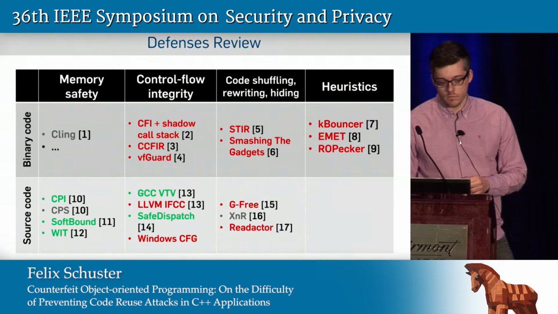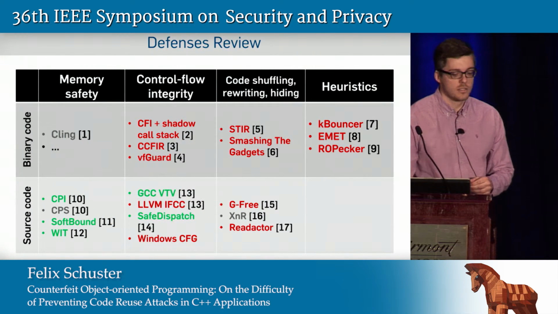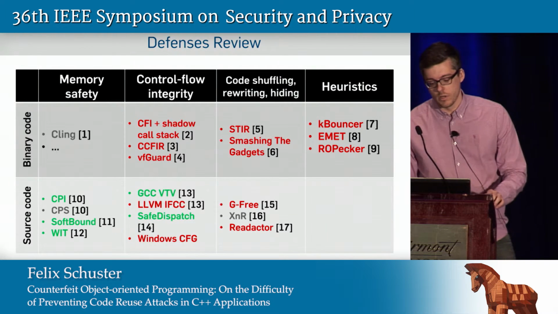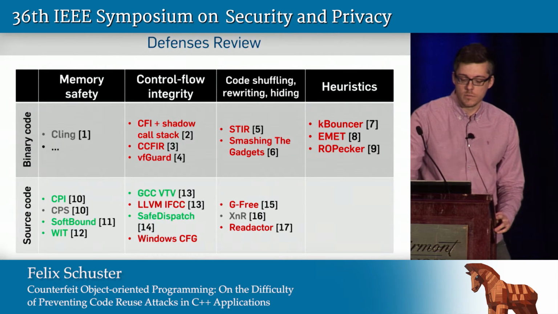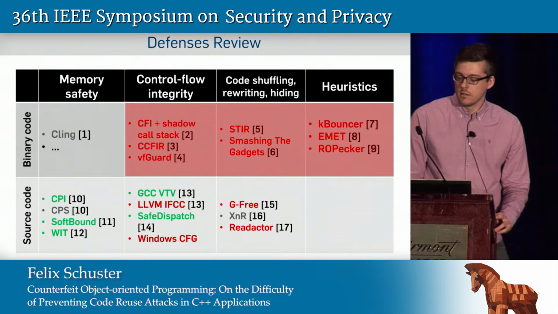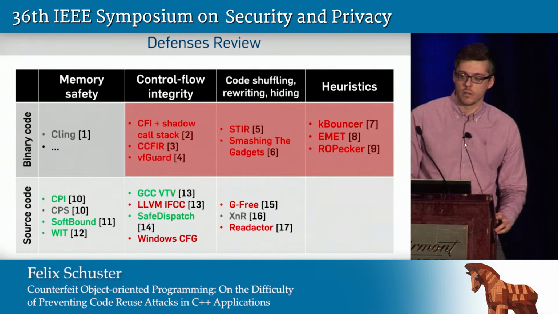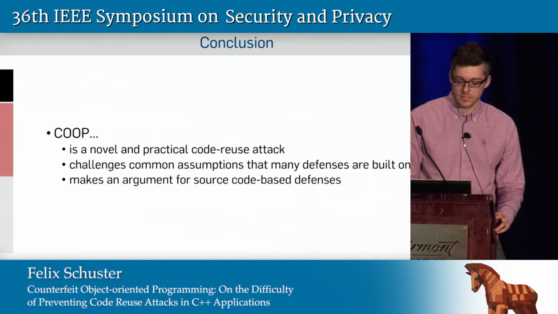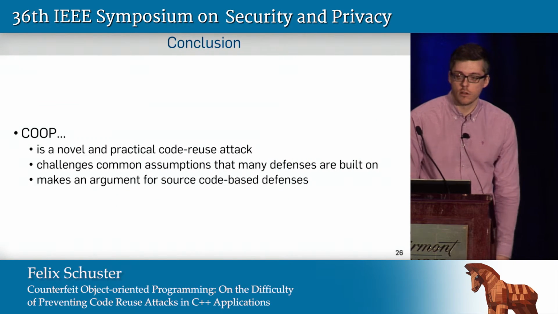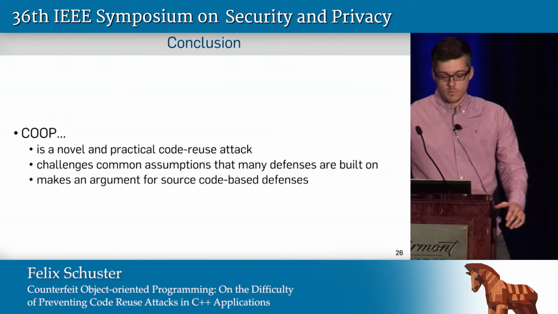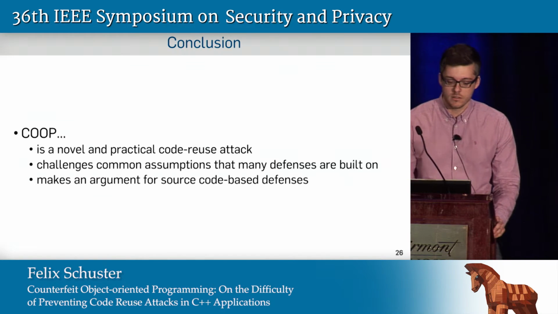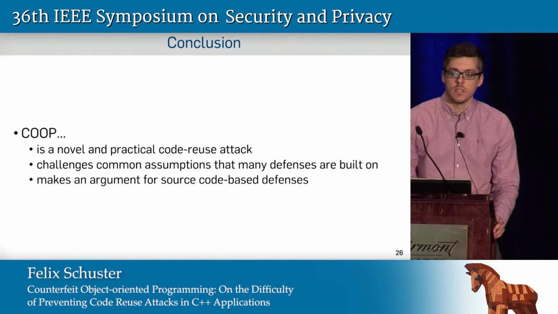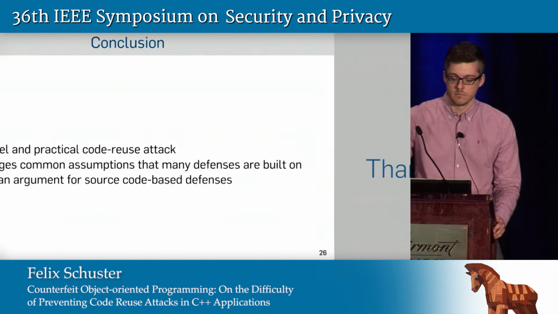So here's the table from before, and I colored some defenses that are vulnerable to COOP in red, and defenses that are not vulnerable in green. We can see that most of the binary-only defenses are vulnerable. All right, that's it. In conclusion, I presented a novel code reuse attack that challenges common assumptions that many defenses are built on, and we make a strong argument for source code-based defenses that consider high-level programming language semantics. Thanks.